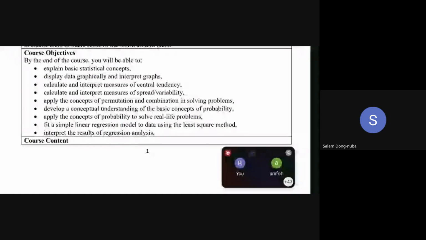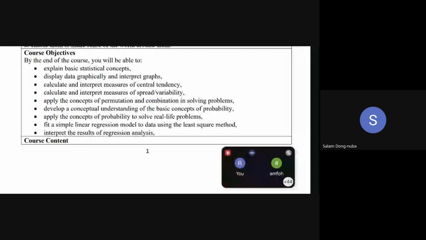Then you should be able to apply the concept of permutation and combination in solving problems, and also develop a conceptual understanding of the basic concept of probability. And also apply the concept of probability to solve real life problems. Then you should be able to fit a simple linear regression model to data using the least square method and interpret the results of regression analysis.